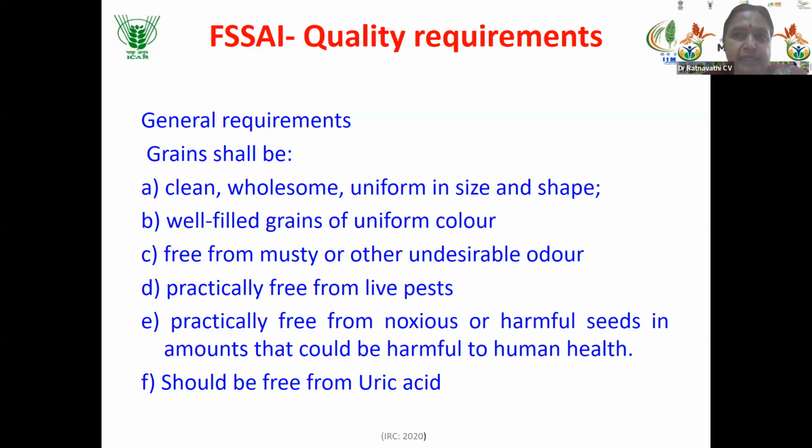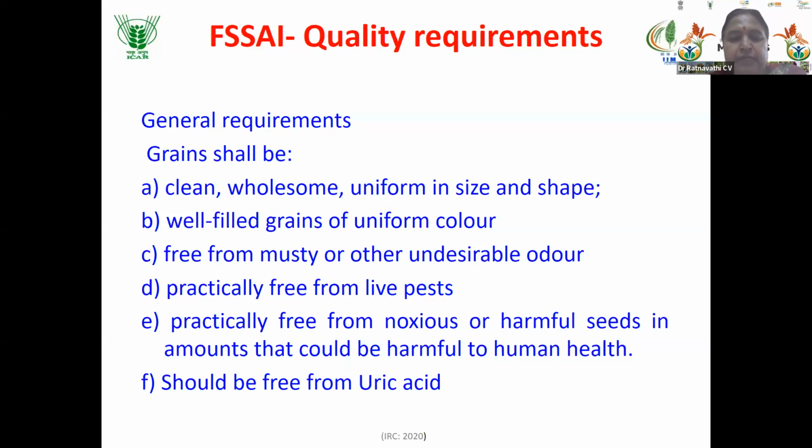Otherwise, we lose the confidence of the consumers, because once clean grain is not supplied to the market, the consumer will lose faith and will think that all millets will not be clean, and there will be some sand particles or foreign grains, etc. That sort of feeling should not be there with the consumer, because the consumption of millets is slowly picking up now. So we need to have these general requirements which are defined for millet grains.